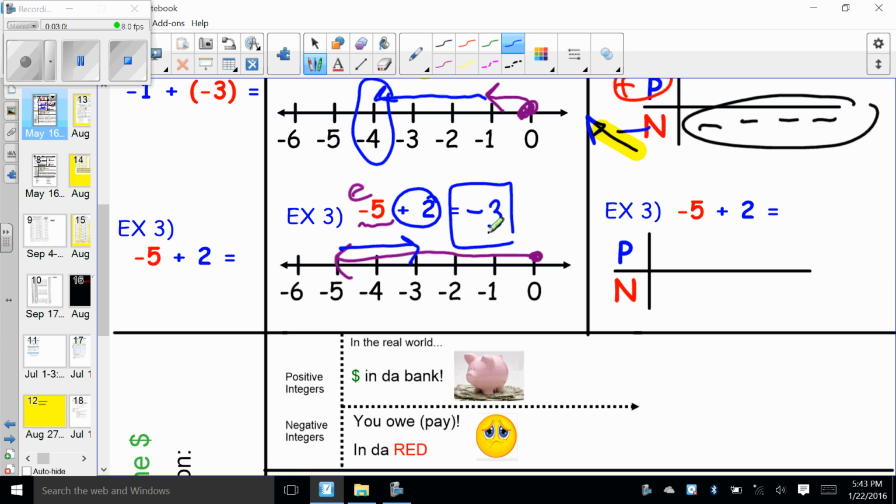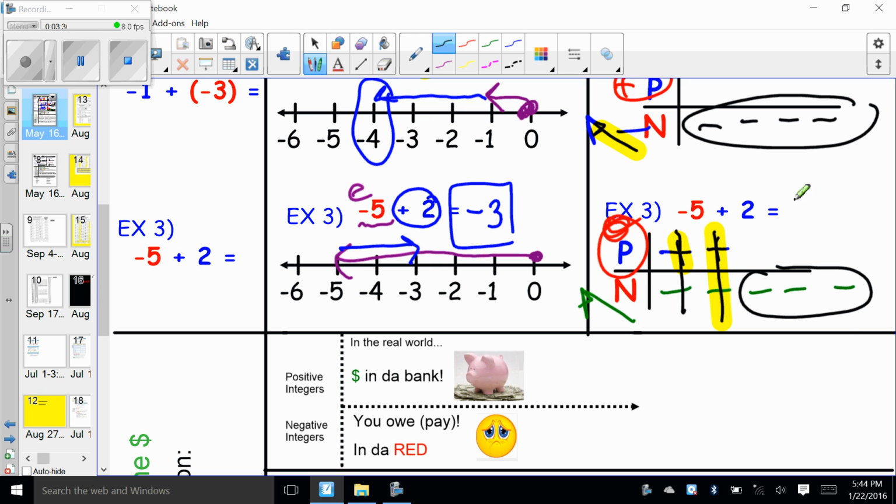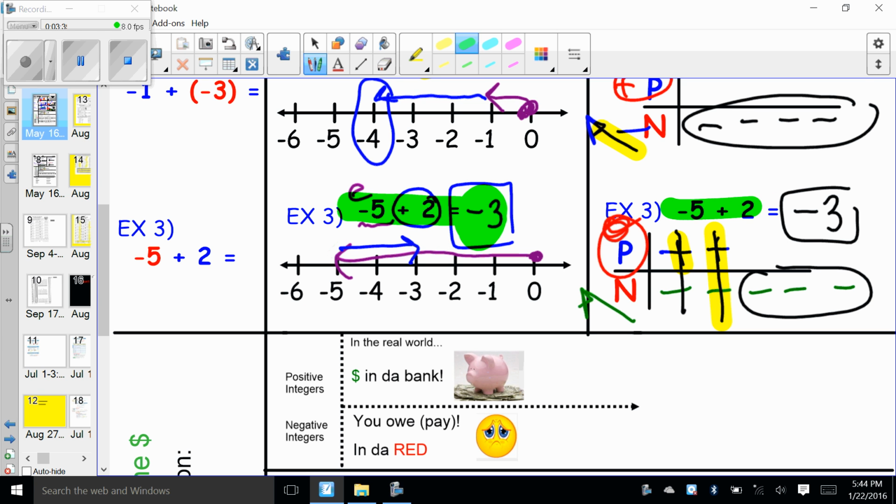All right. And our last chart here, then we have negative 1, 2, 3, 4, 5. Positive 2. So we have $2 in the bank. We're taking 5 out. So we have those cancel, and we're left with negative 3. So we have a situation of negative 3, whether we model it in a number line. Negative 5 plus 2 is negative 3. And negative 5 plus 2 in a positive negative coin chart is negative 3.